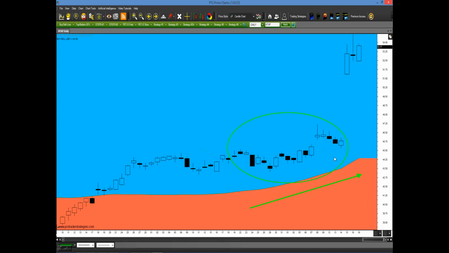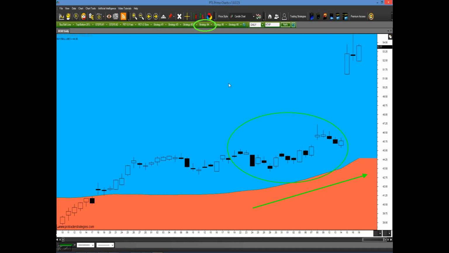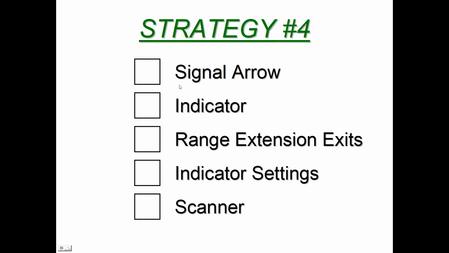Let's say you've been taking our course and you've been studying all the rules and everything, and you say, okay, I think I've identified that pattern. Here's the way the platform confirms and teaches you how to spot this and make sure that you're properly identifying it. What you do now is click on strategy number 4 in the upper green strategy tab. This is how you check your work. So you click this on, the drop-down menu appears, and you click on signals. This is how you check your work.